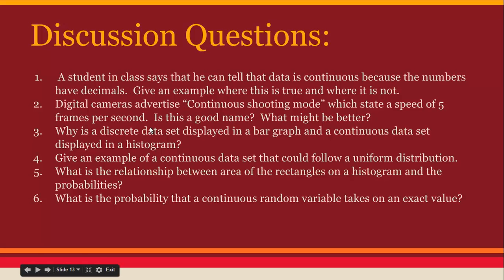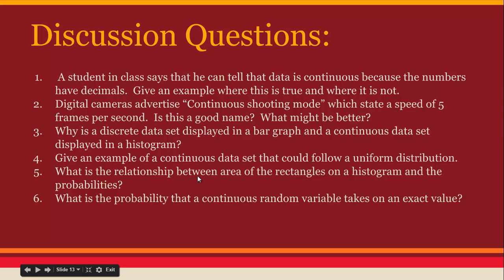Why is a discrete data set displayed in a bar graph, and a continuous data set displayed in a histogram? It's just that idea that you're not looking at 8, 9, 10. You're looking at between 8 and 9, between 9 and 10. There's no gap between the data. Whereas if you roll a die, it's got to be 1 to 6. It can't be 5.5 or 5.9. So that's why we've got a continuous data set in a histogram.